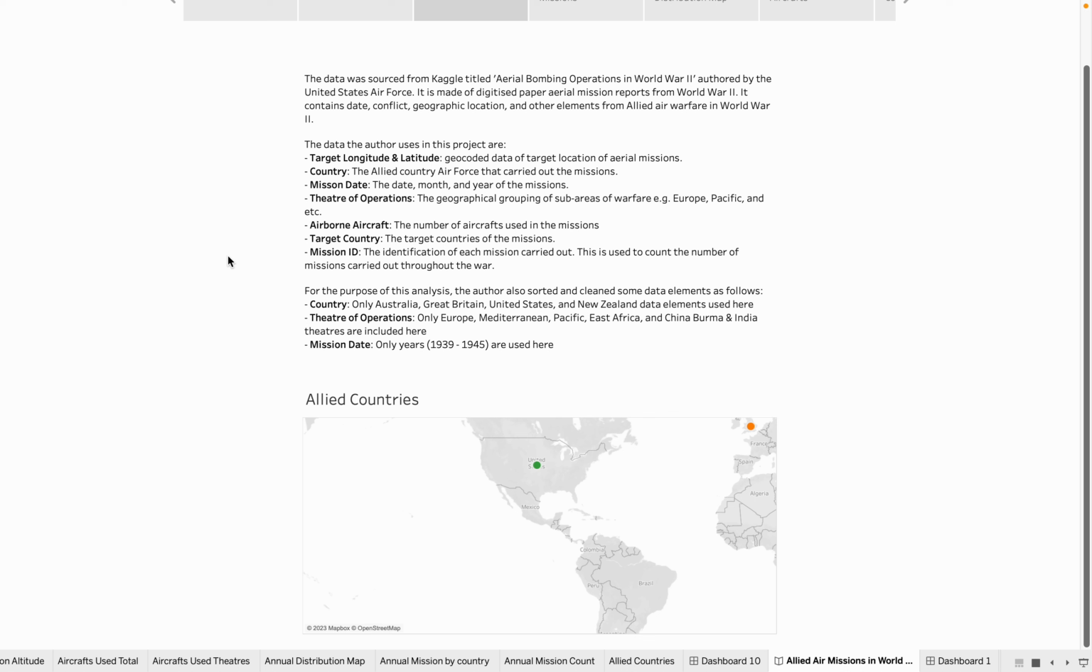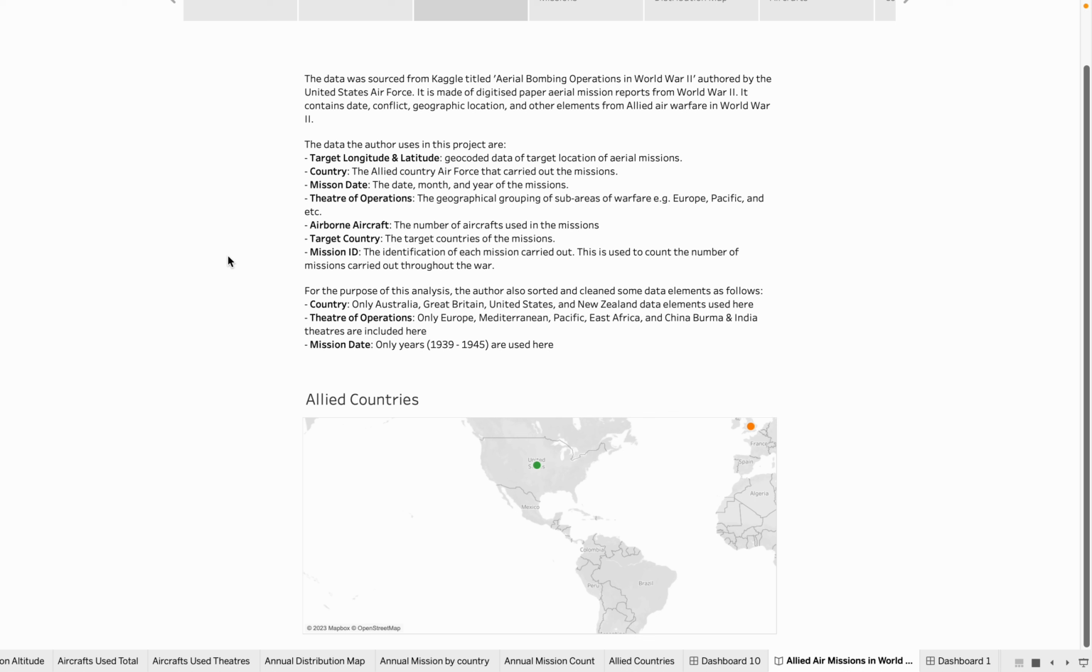The country, the allied country that carry out the missions, mission date, theater of operation, that is the geographical grouping of sub areas of warfare. In this case, the Europe, Pacific, China, Burma, India, etc. The airborne aircraft is the number of aircraft used in the missions. Target country is simply the target countries of the missions, and mission ID is used to count how many missions were launched because each mission is uniquely ID'd by the militaries.